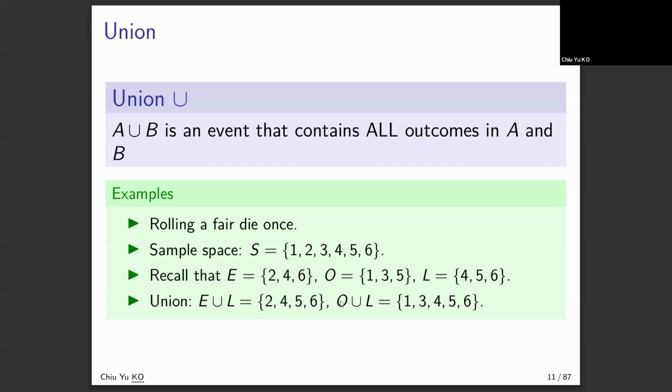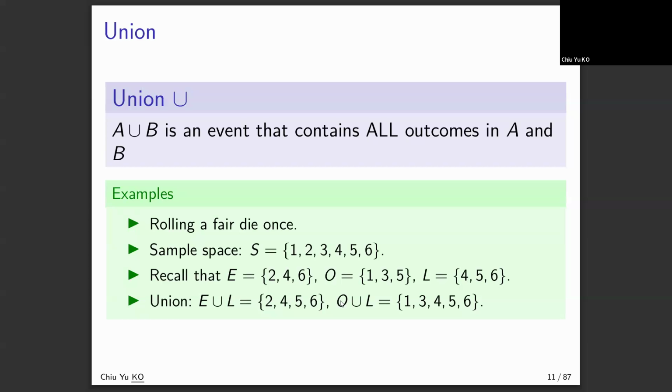And union is very similar to when you find the lowest common multiple, LCM. You figure out all the outcomes that appear in either of the events. Look at the same example: you have E union L. You just pick whatever is in E and L. You don't need duplicates, because for set notation, duplication has no meaning. Just take out the duplicates.